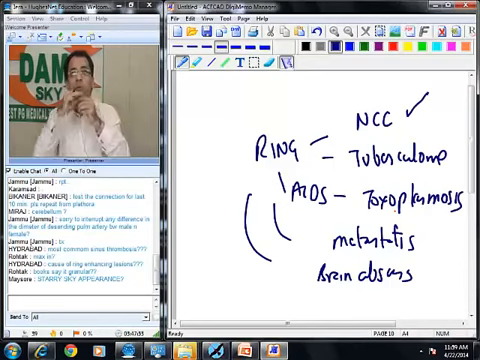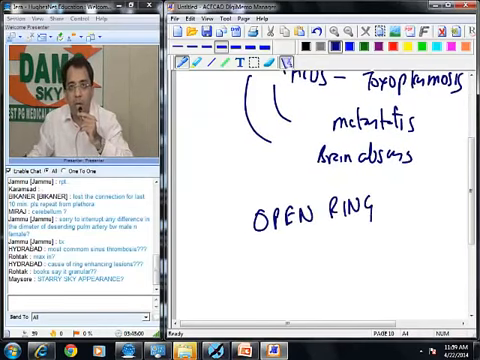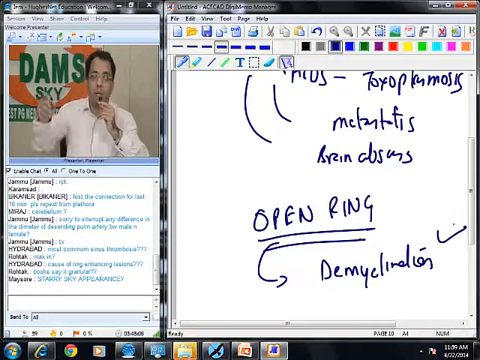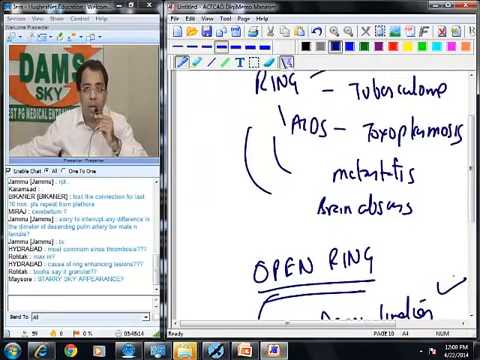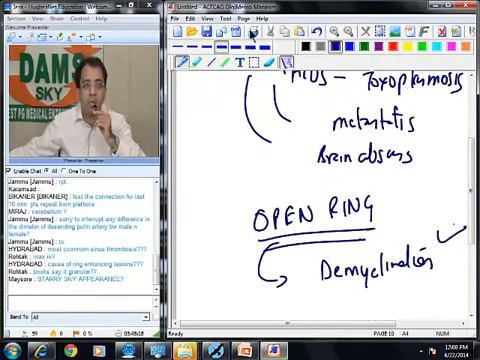Now please remember one more question which is potential for your exam. They may change the ring to open ring. Open ring sign on MRI seen in demyelination. Please remember, ring means complete ring of dye uptake is seen in the lesion, that is seen in space occupying lesions which I have shown above. But if they say open ring, demyelination. Ring: NCC, tuberculoma, toxoplasmosis, metastasis, brain abscess.